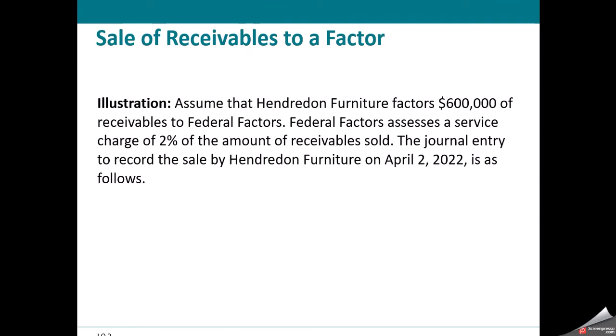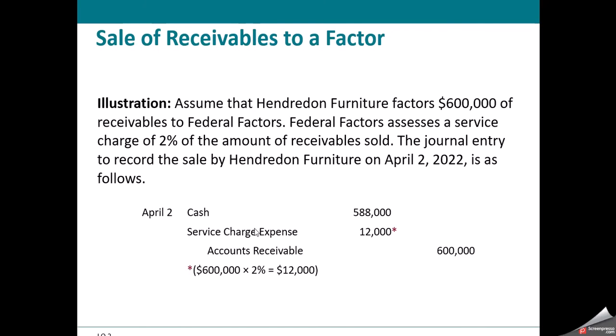So here we have an example. If they've sold or factored $600,000 of their receivable and that factor charges them a 2% fee, then here would be our entry. So the 2% is the service charge expense. So the $600,000 times the 2% gives us a $12,000 charge. So we're going to charge it to service charge expense.